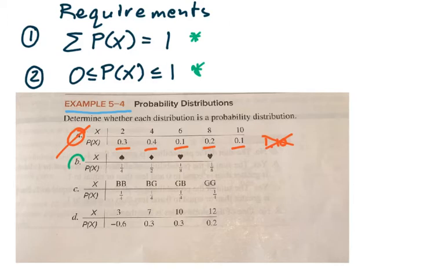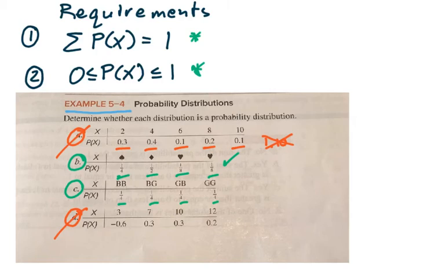Okay, part B is a valid probability distribution because 1/4 plus 1/2 plus 1/8 plus another 1/8 adds up to a grand total of 1. And each one of these fraction values is a proper fraction between 0 and 1 inclusive. Next, part C, exact same reasons. A quarter plus a quarter plus a quarter plus a quarter is exactly 1, and all of those are perfect, proper fractions.